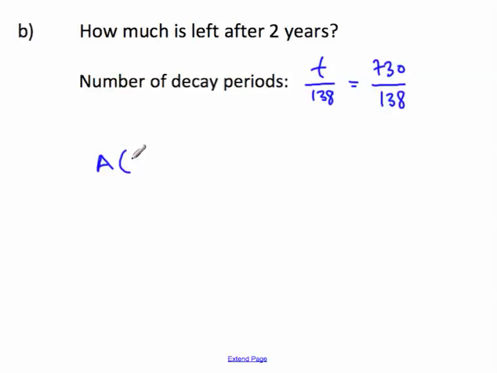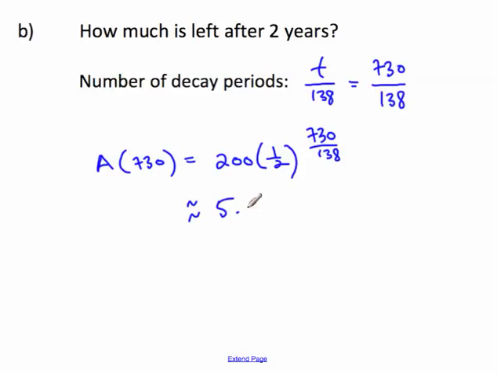So the amount after 2 years, or 730 days, is going to be equal to 200 times half to the power of 730 over 138. And I'd recommend that you leave all of this in your calculator to do it all in one step to get the greatest accuracy. And if you do that, being careful about your brackets when you enter it into your calculator, you get approximately 5.11 grams. So after 730 days, or 2 years, you're left with 5.11 grams of the original 200 grams.